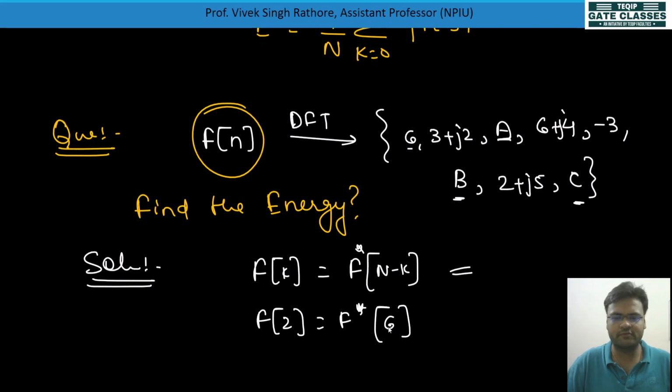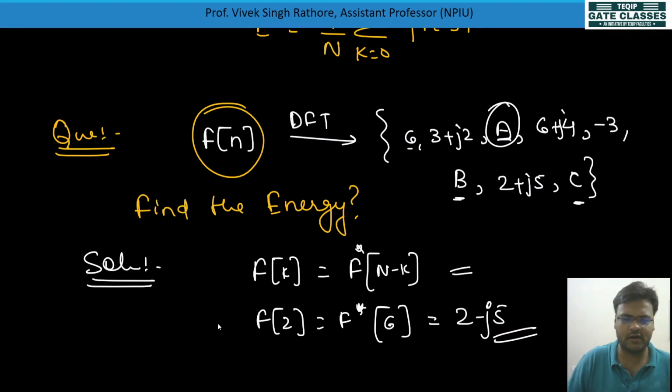So f of 6 will be the conjugate, taking the conjugate we get f of 2. So f of 6 is nothing but 0 1 2 3 4 5 6. So its value will be 2 minus j5. Directly the a value has been calculated very easily, right? This value we will write as a value. We'll write the b value.